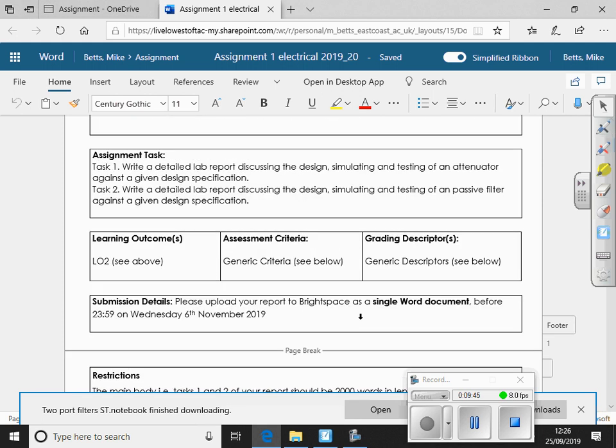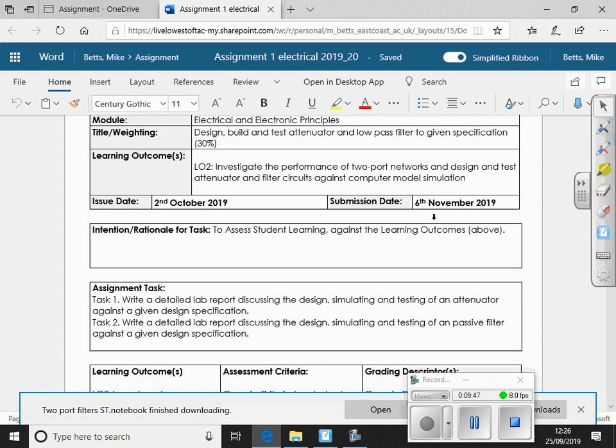Submission details: I'm going to issue it next week, and the submission date will be the 6th of November. So there's a fair bit of time because there's practical work to do. The idea is that time will be given for practical work in these sessions. I want to try and not use too much time up, but then beyond that we'll move on to something else and you'll have a bit more time to write up your lab report.